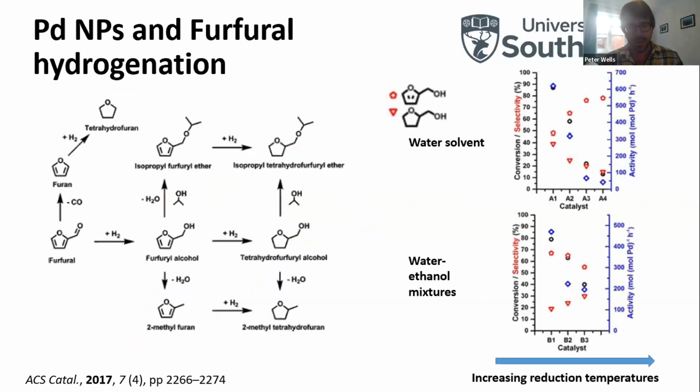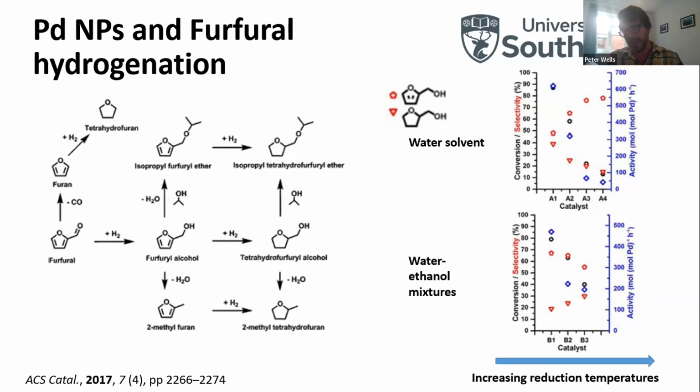So on this same topic, Scott also used this method for palladium nanoparticles. Again, different solvent systems, different temperatures. This time it was palladium on titania, and we're looking at furfural hydrogenation, specifically trying to understand what gives rise to different selectivity in terms of furfuryl alcohol and tetrahydrofurfuryl alcohol.